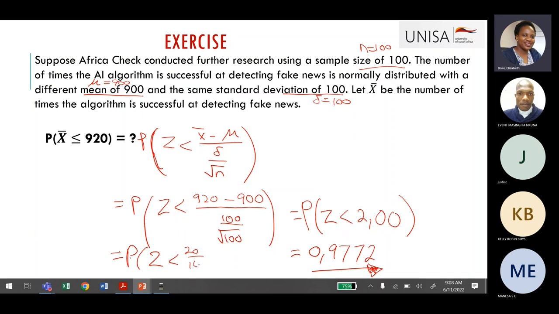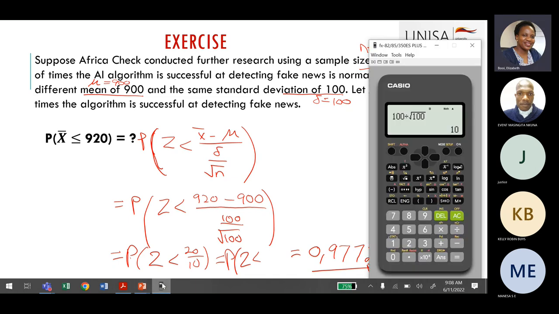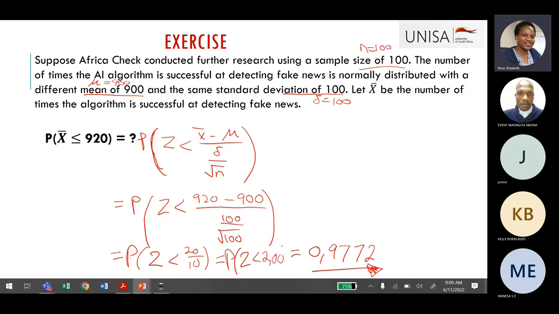So it will be 20 divided by 10, and we know 20 divided by 10 equals 2. Because I'm going to the table, I will need to find 2.00. Okay, thanks.